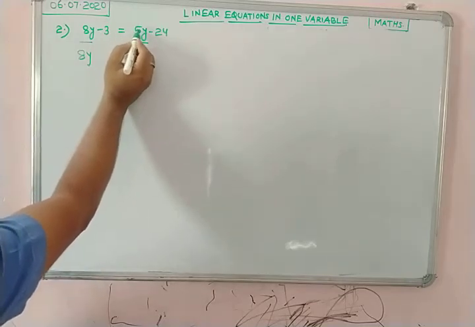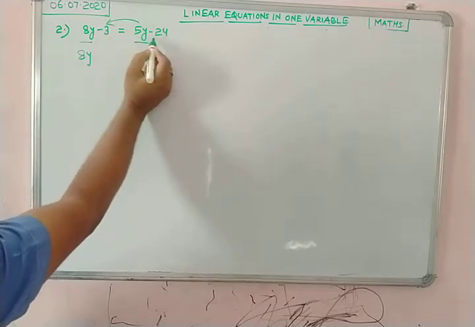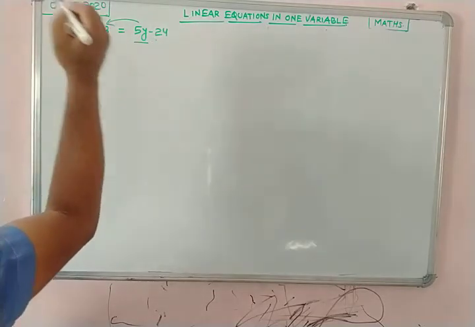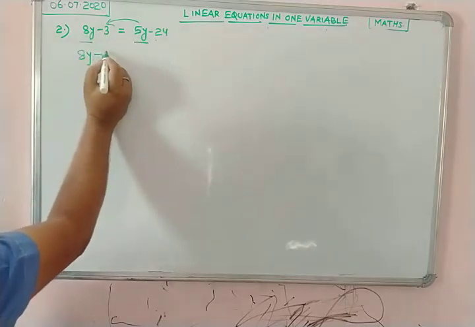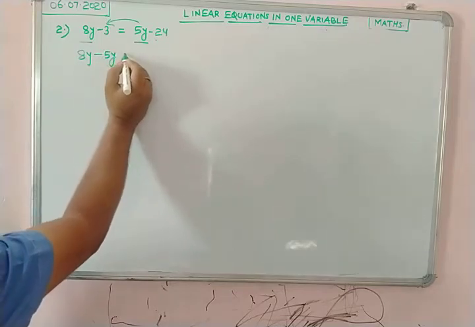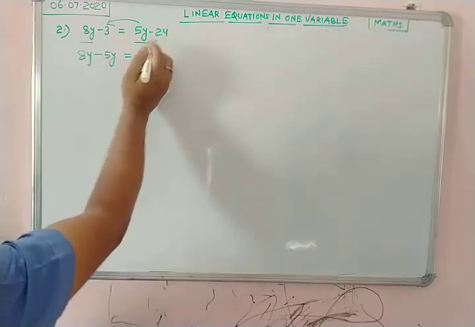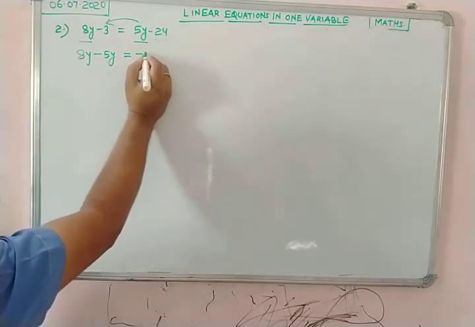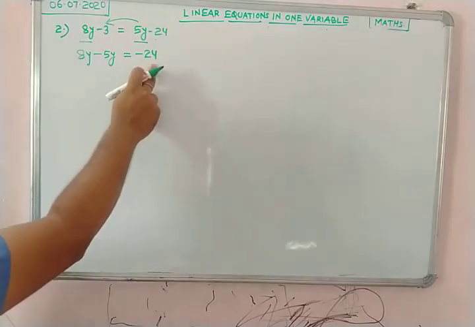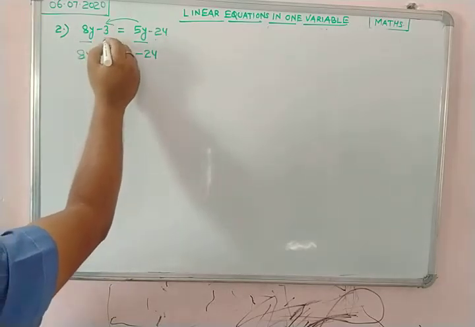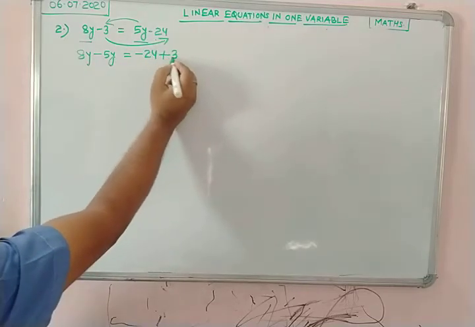What will be the sign of 5y? Plus. So when it travels from the right hand side to the left hand side, 5y, having a plus sign, will turn into minus 5y. Now I have kept the variables on one side. Now I am going to keep the real numbers on the other side. So minus 24 is going nowhere, so it is being written. Now minus 3 will travel from LHS to RHS, so minus 3 will turn into plus 3.